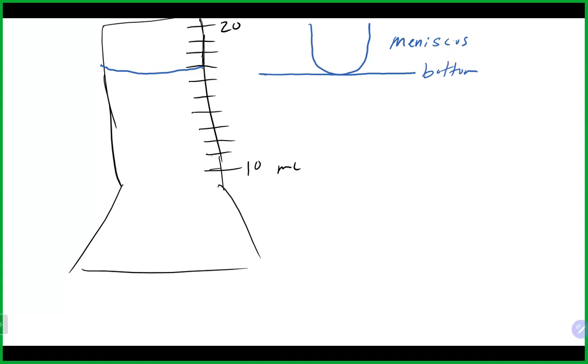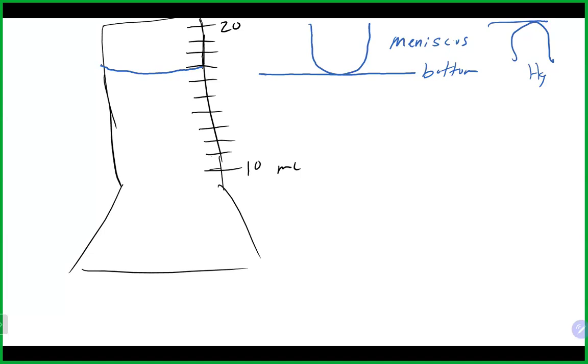99 times out of 100, your meniscus will look like that. It can actually go the opposite way occasionally. It can kind of go this way. In this case, we would actually read the top of the meniscus if it went that way. Mercury, for example, is something that will do that. And since they've taken mercury out of labs, you don't probably come across it all that much, but mercury actually goes that way.